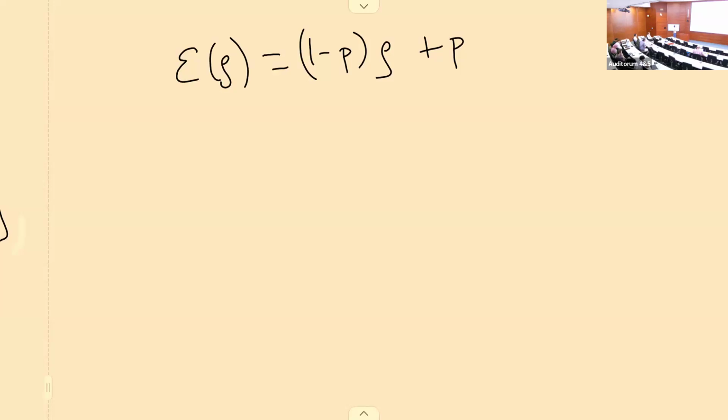Let me do it like this. Identity is better, and then some error. Let's call it N for noise. This is bad notation, but okay. These are really probabilities, and in 0.01% of the cases, my rho gets modified.